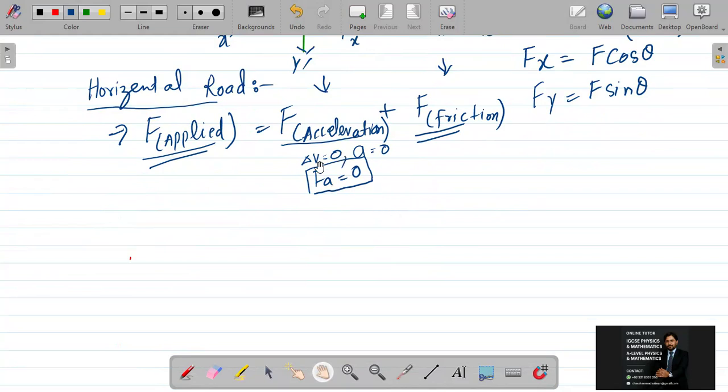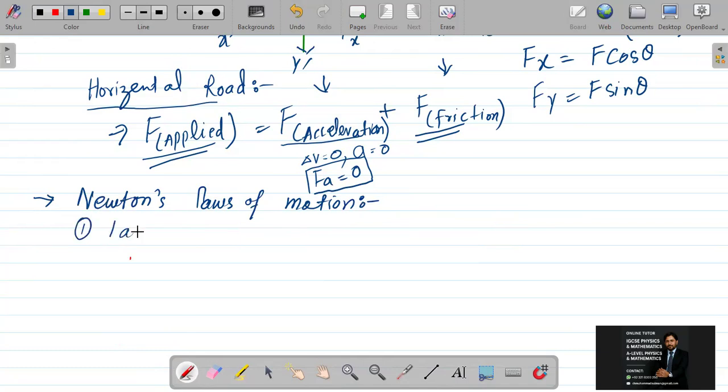Okay, now I am moving towards Newton's laws of motion. Newton's laws of motion are basically representation or application of forces in different scenarios. Number one, Newton's first law, is called the law of inertia.